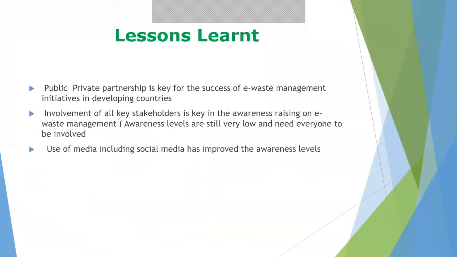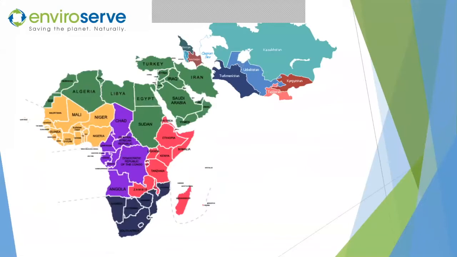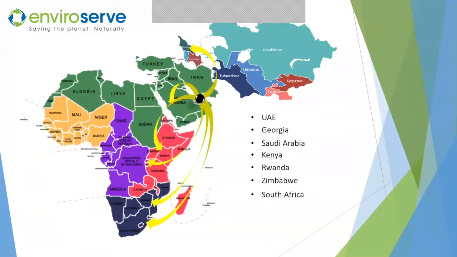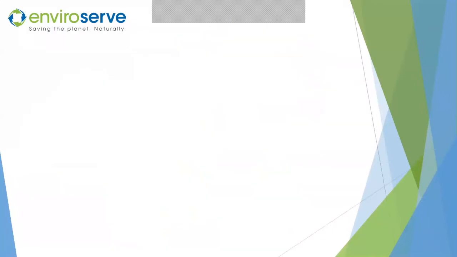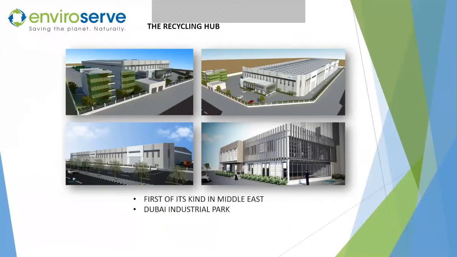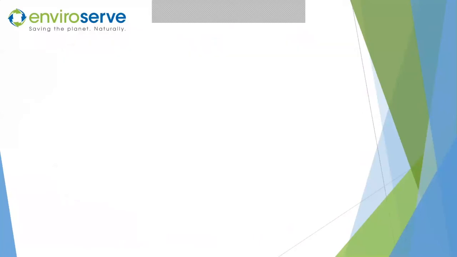So I think that's it about Rwanda. But for EnviroServe in general, we are not only in Rwanda. We are trying to set up facilities in different countries. Our headquarters are in Dubai, but we are currently putting up facilities in other countries in Africa and Middle East. So this is our big recycling hub in Dubai, which I said is able to recover different types of metals and process what we cannot really process in our facility in Rwanda.